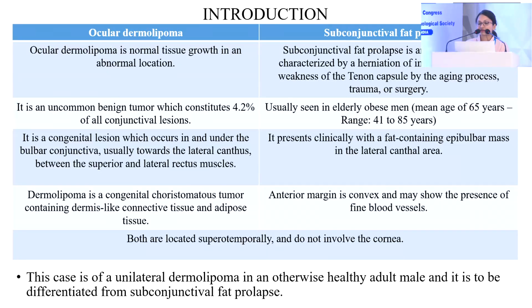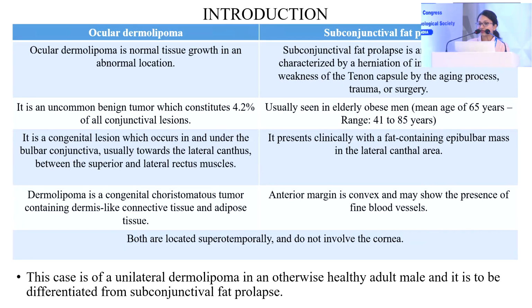Versus the subconjunctival fat prolapse, which is basically an acquired lesion due to herniation of intraconal fat due to weakness of the Tenon's capsule by aging, trauma, surgery, or a combination of these factors. The fat, which is mainly responsible for the neurovascular integrity and which is also provided by the Tenon's, may all be affected and it may lead to the prolapse into the subconjunctival space. It contains the fat, fibrovascular septae, and inflammatory infiltrates.